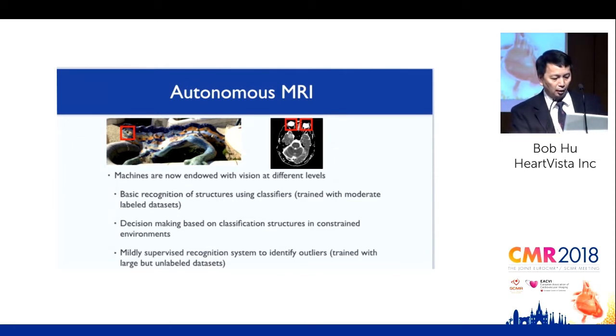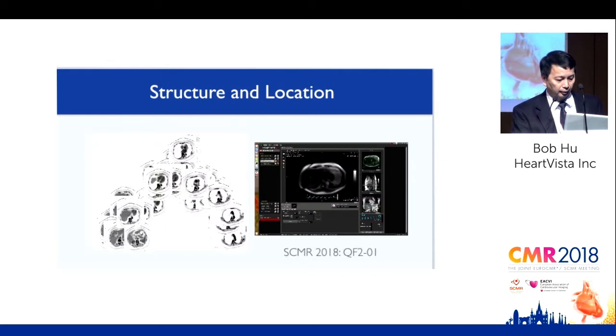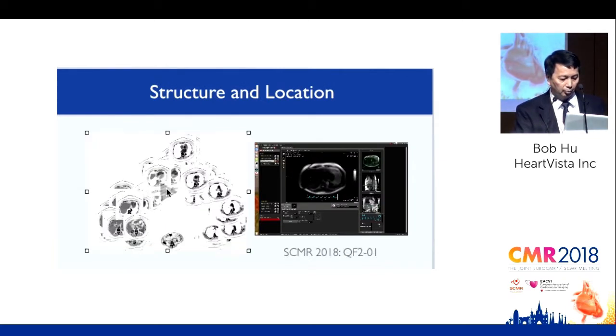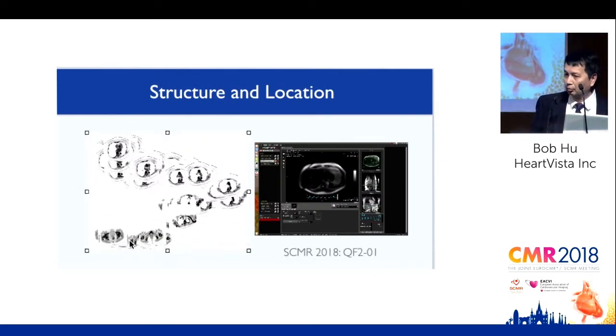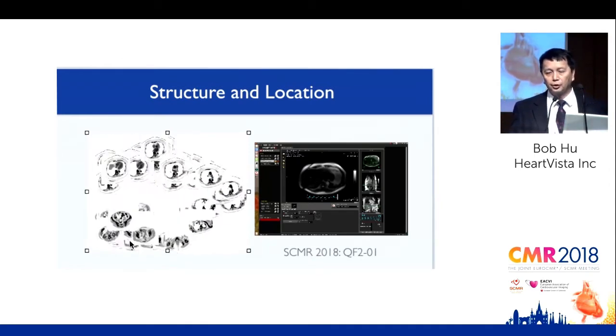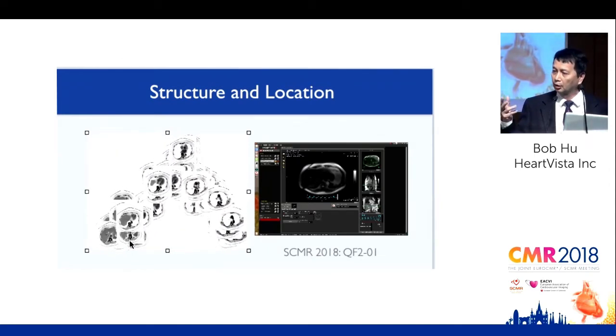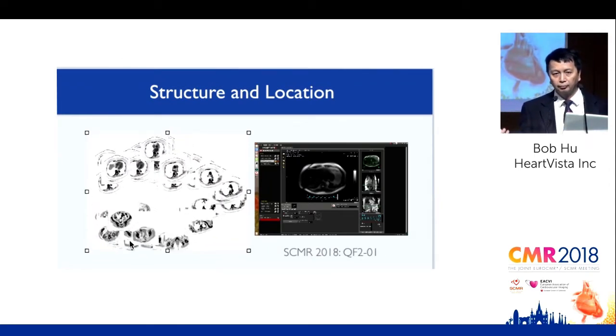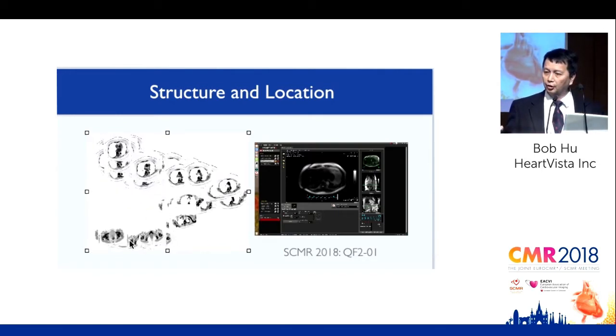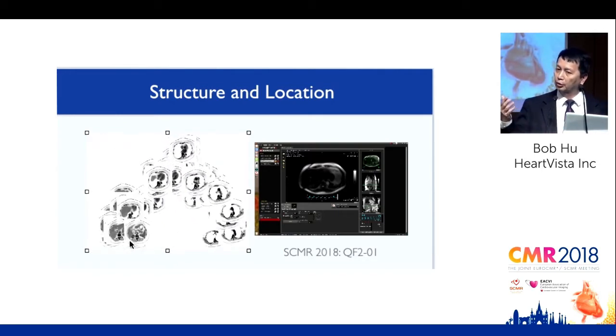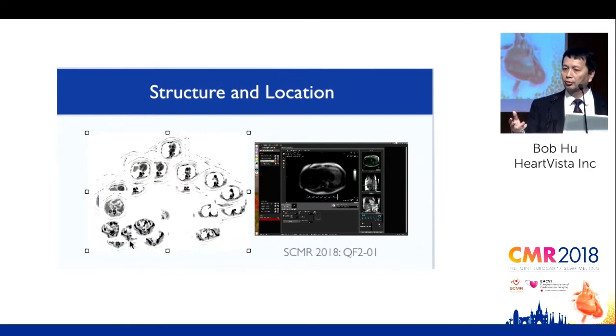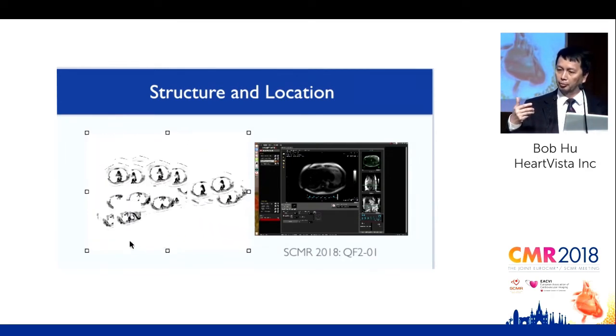In the spirit of that, what we're doing here is first teaching the machine how to recognize chest and abdominal anatomy. Once you're able to recognize chest and abdominal anatomy and where they're located, you can then use that information to directly control the machine.